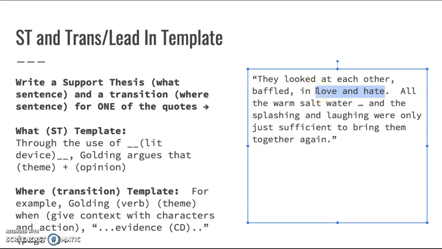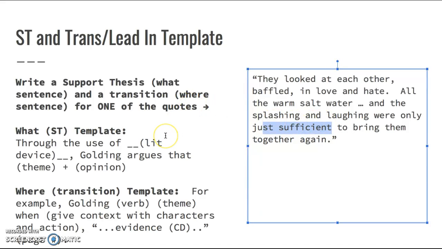So Ralph and Jack are in love and hate. They're struggling over power, but then they are able to come back together again. It was the splashing and laughing, something reminiscent of their old life. So I've got love and hate, which might be linked to savagery in some way. I've got splashing and laughing, reminiscent of innocence, maybe civilization, for how they were before they got on the island. And then how that innocence or civilization was just sufficient to squash the power struggle.